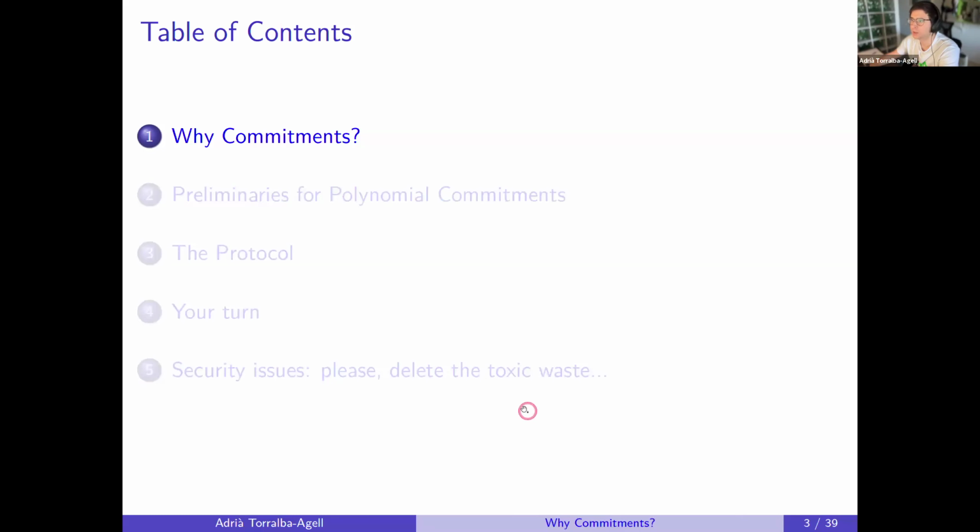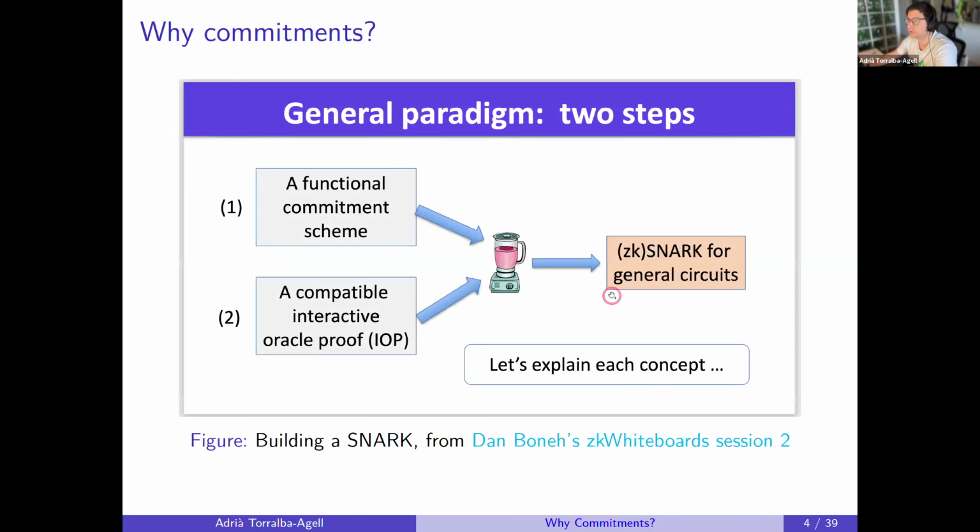Okay, so first of all, why do we need commitments? Well, if you are here, maybe you are interested also in zero knowledge. Okay, and this is a slide from Dan Boneh's ZK Whiteboard session 2, where he explains that right now the modern way to build a SNARK is by the combination of a functional commitment scheme with a compatible interactive oracle proof. I cannot go deep into that. So today we will be focusing on a functional commitment scheme, and in particular a polynomial commitment scheme. That is an instance, a particular example of a commitment scheme.